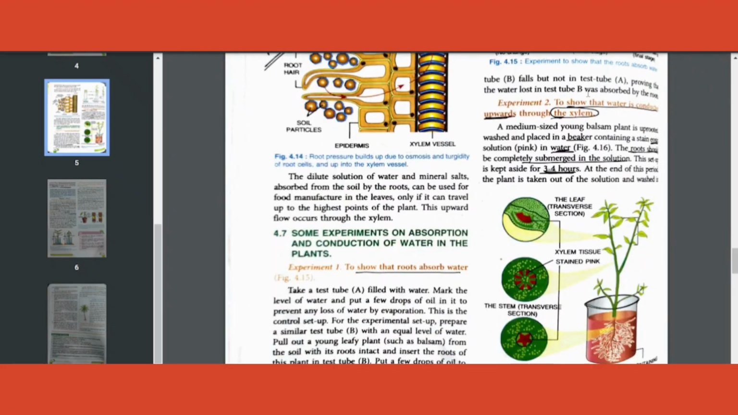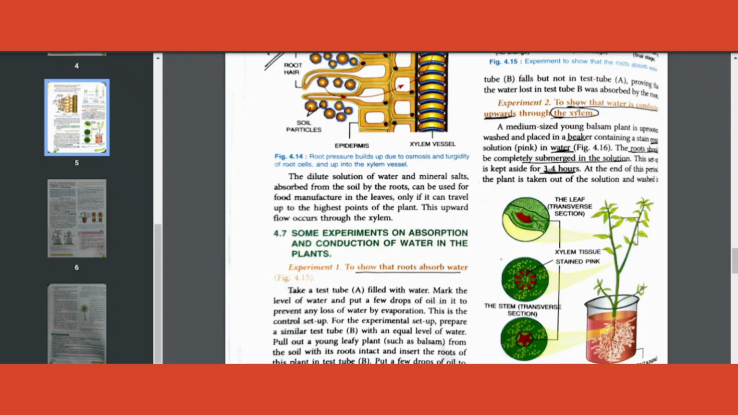Okay, experiment number 2. What does it say? It says that we have to show that water is conducted upward through xylem. Till now we know that water goes up. We have learned the different ways in which water goes up, the different factors and everything. How do we prove that water goes up, especially through this group of tissues called xylem?